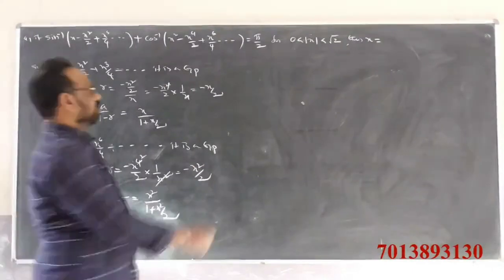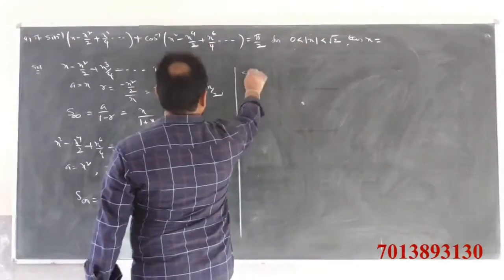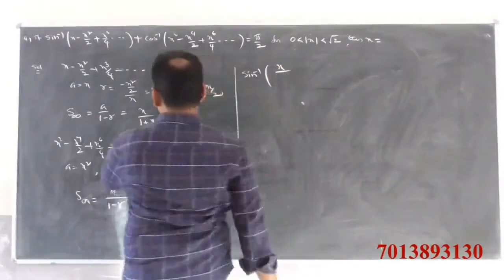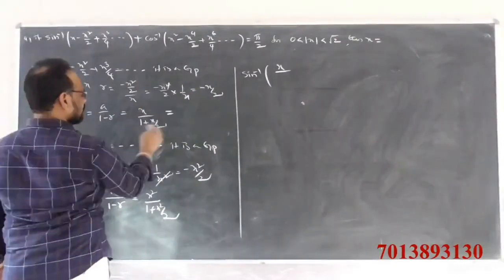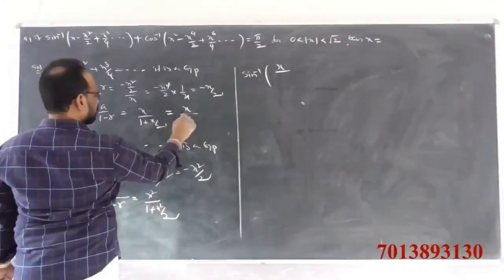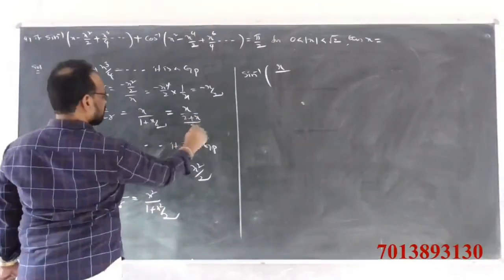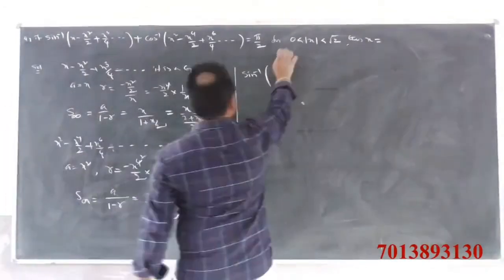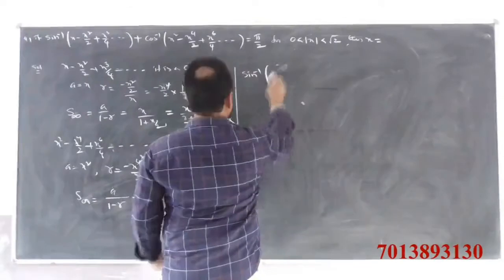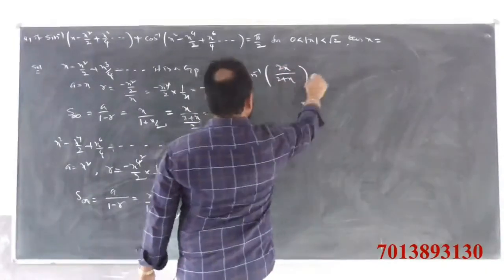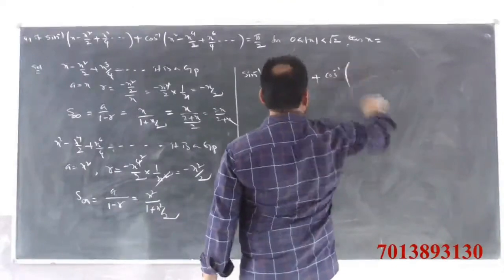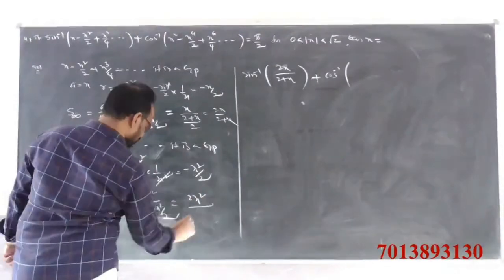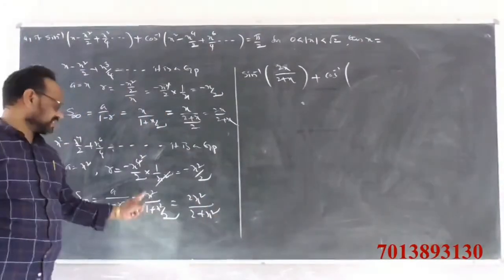If you substitute here, we get sin inverse of x by, if you do the LCM, x by 2 plus x by 2, that is equal to 2x by 2 plus x. So we get here 2x by 2 plus x, plus cos inverse of, observe here also, if you do the LCM, we get 2x square by 2 plus x square.